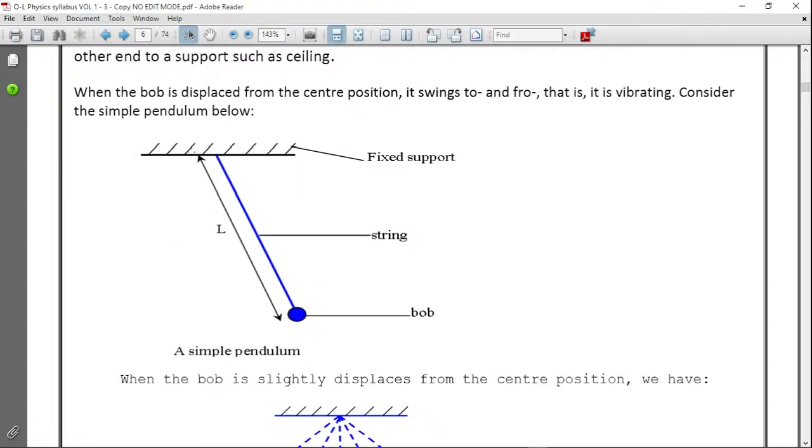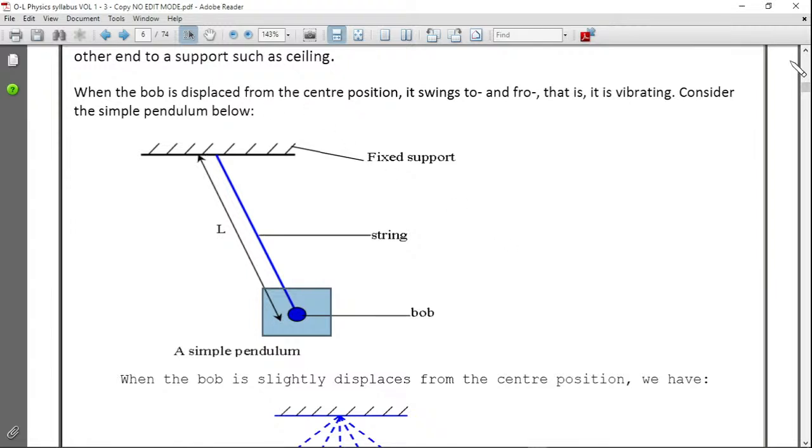So for you to have a simple pendulum, you need a fixed support. This is a fixed support, right? This one can be the ceiling. Then you need a string. This is the string. Then you equally need a bulb or a mass. So these are the components of a simple pendulum. You have 1, 2, 3.